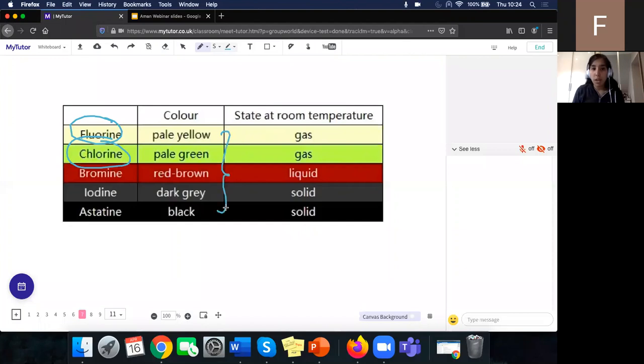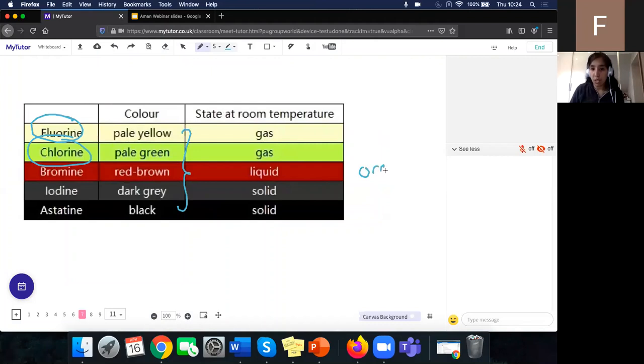This is what they look like at room temperature. So if you found fluorine gas, it would be yellow, chlorine gas green, bromine a red-brown liquid, iodine a dark grey solid, and astatine a black solid. In solution, they are different. So remember I said bromine forms an orange solution, iodine forms a red-brown solution, and chlorine forms a pale yellow solution. You need to know about what they look like at room temperature, what state they're in, and also what colours they are in solution.